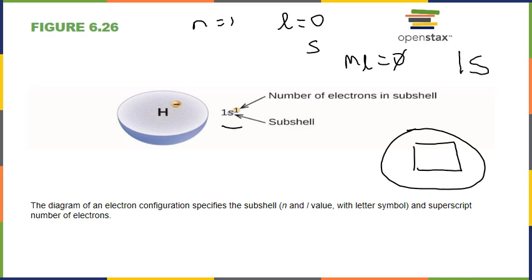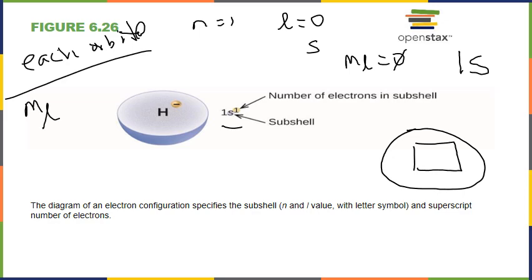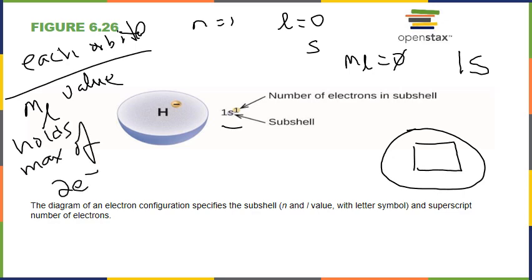Now, we need some rules. First rule is that each orbital, and remember our orbital is our m sub L value, that's -1 or -2 or whatever it might be, each orbital, each m sub L value, holds a maximum of 2 electrons. And what we're going to do when we write our address system is write the n value, then write the L, and then put the number of electrons up here as a superscript to the L.